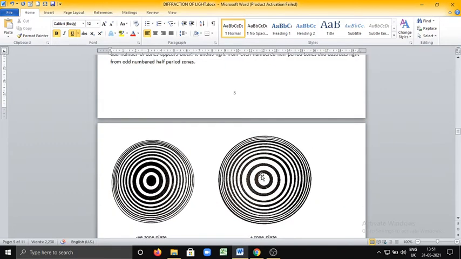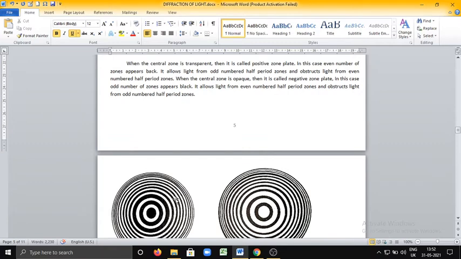Once again, I will repeat here. If the central zone is transparent, then it is called a positive zone plate. In this case, odd number of zones allow light to pass through it, whereas even number of zones are opaque. They do not allow light to pass through it. In the case of a negative zone plate, the central zone is opaque. Here, odd number of zones are opaque and do not allow light to pass through it, whereas even number of zones are transparent. They allow light to pass through it.